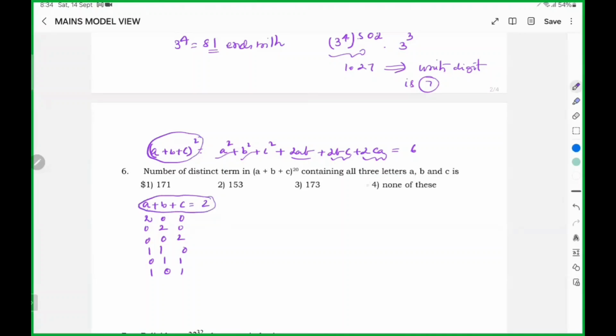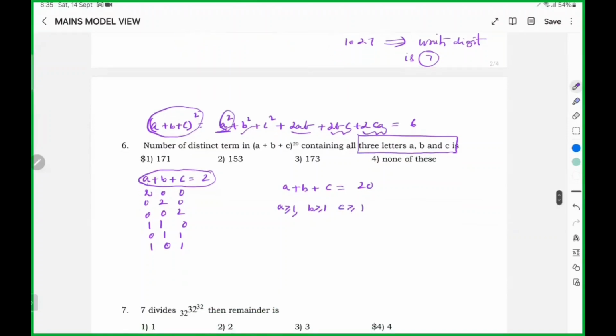But here, in the given expansion, all 3 letters must appear. That is very important. Suppose you consider only a is there. So first of all, we have to find solutions of this equation containing all 3 letters. That means a must start with 1, b must start with 1, c must start with 1.